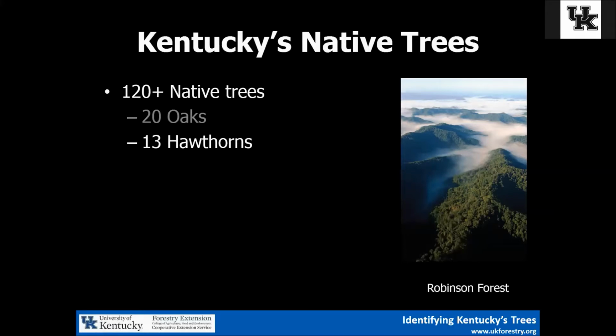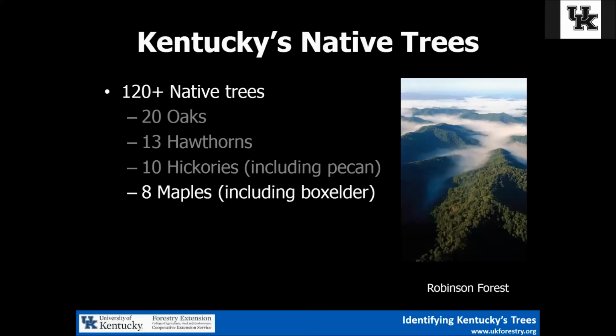13 of them are hawthorns, which are great little understory trees. They're flowering and fruiting trees. We've got 10 hickories, including pecan, thus the oak hickory. 8 maples, including box elder, and we're going to look at it a little bit later on. And 5 elms. And those are just some of the groups that have a lot of trees in it. We've got lots more trees out there.